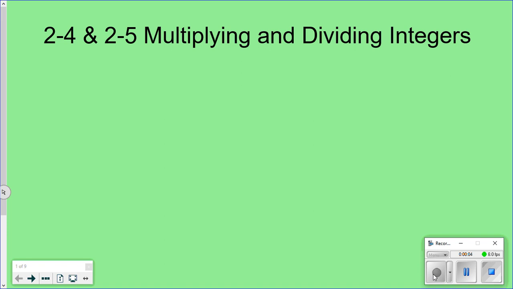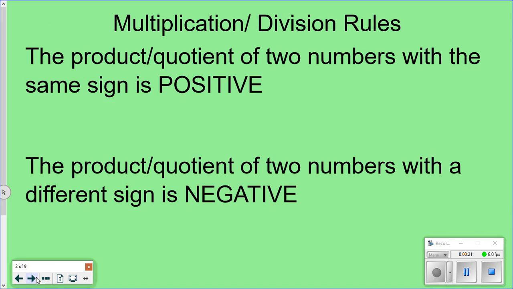I'm putting two chapters or two lessons together today, 2.4 and 2.5, multiplying and dividing integers. The reason why I'm doing this is because they're two easy lessons that have the same rules. So we're putting two together today. This is lessons 2.4 and 2.5, multiplying and dividing integers. Okay, so here are the rules. The rules are for both multiplying and dividing.